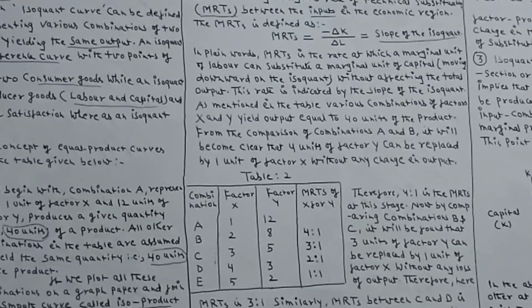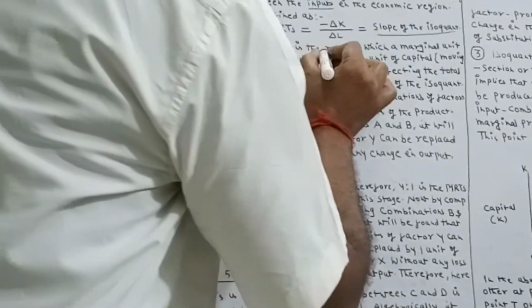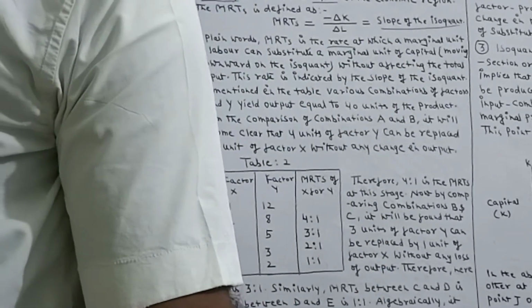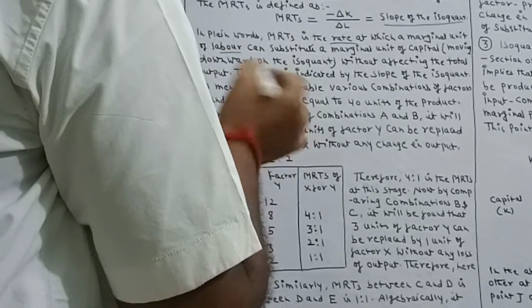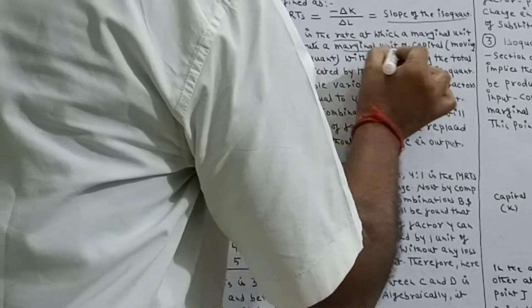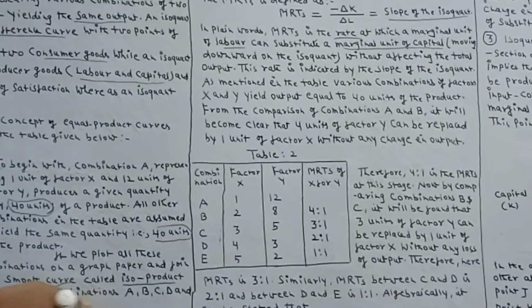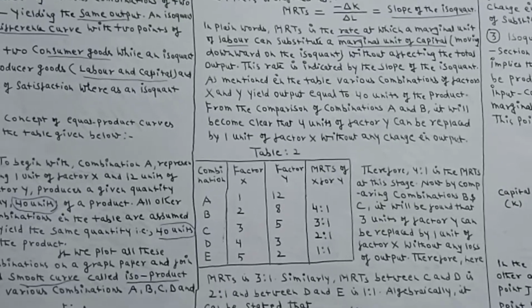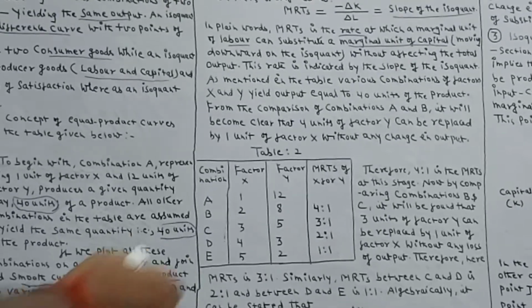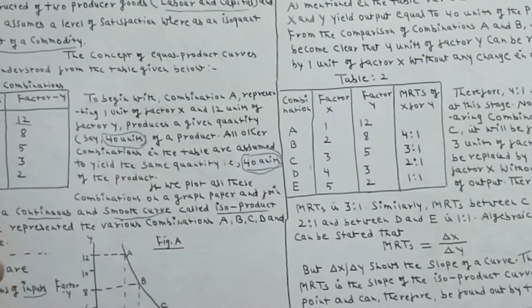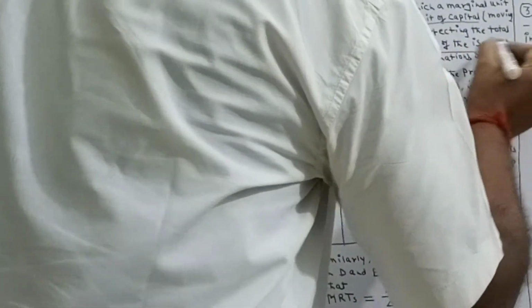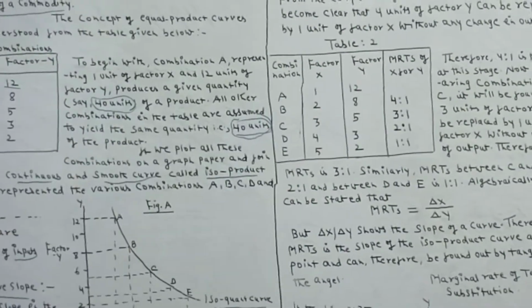In plain words, MRTS is the rate at which a marginal unit of labor can be substituted for a marginal unit of capital, moving downward on the isoquant here, without affecting the total output. Here the output is constant, that is 40 units. So this rate is indicated by the slope of the isoquant. The slope of the isoquant is negative.